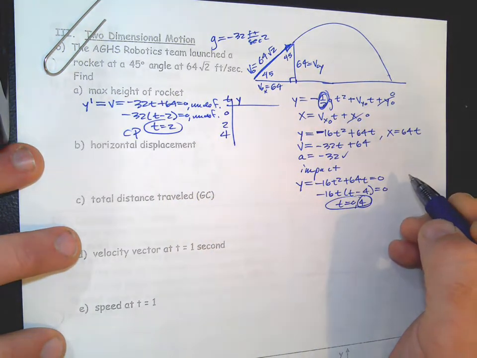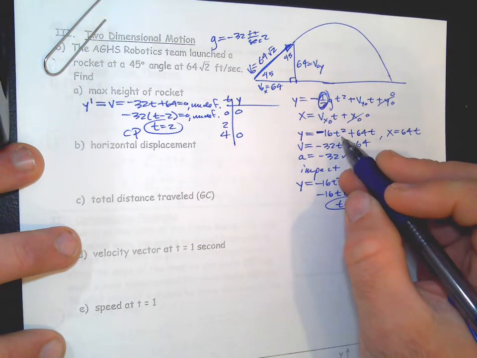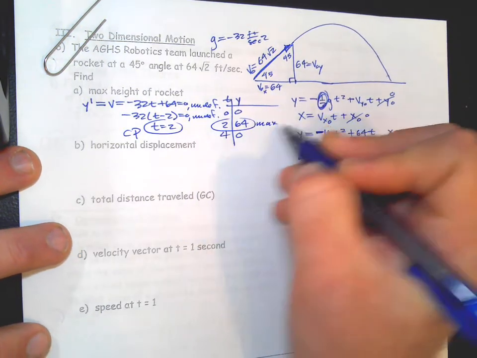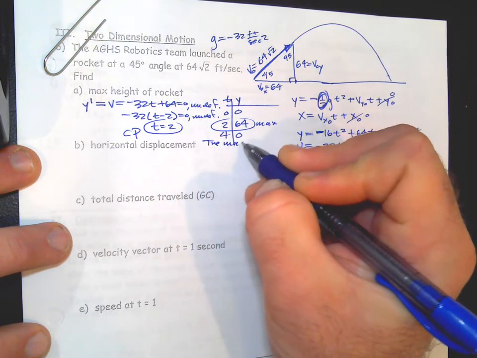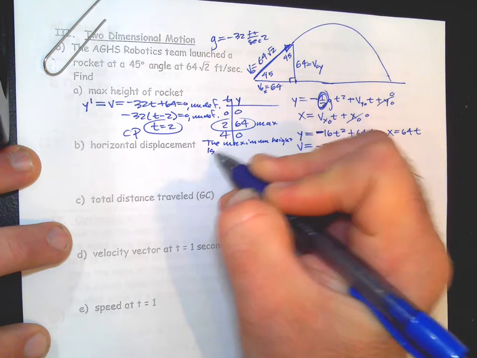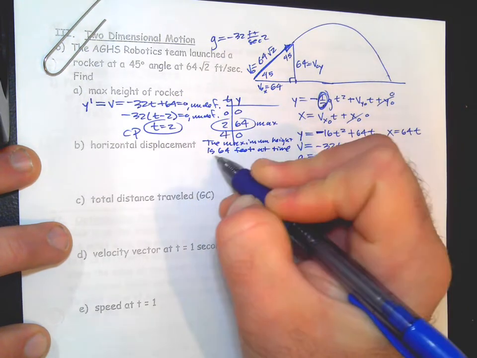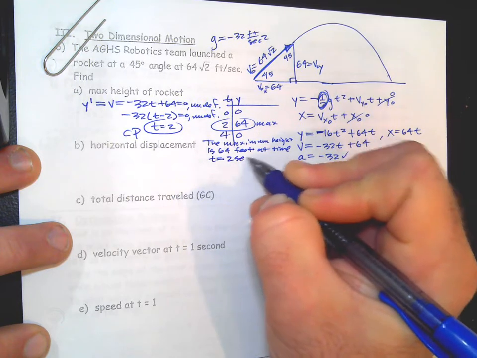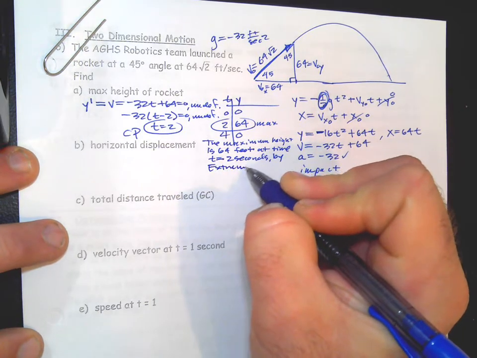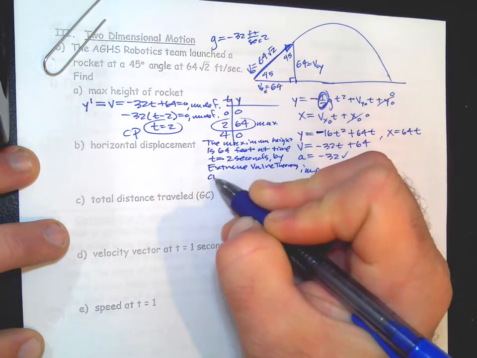So if you plug 0 into y, you get 0. You plug 4 in, you should get 0. If you plug 2 in, you get negative 64 plus 128, you get 64. So this is your max. So you could say the maximum height is 64 feet at time t equals 2 seconds by extreme value theorem. Checking endpoints and critical points.